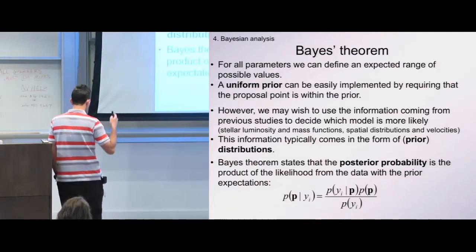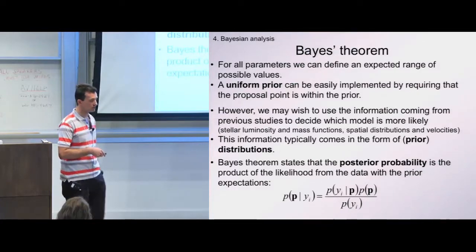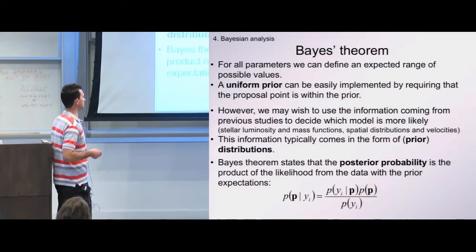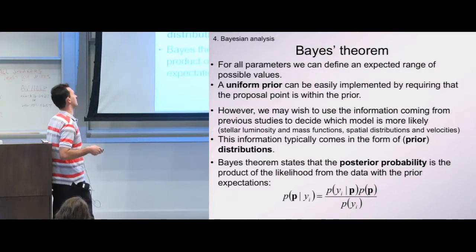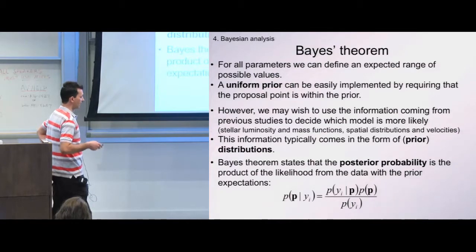So the way to combine this prior information with the likelihood we have for the given model is to use the Bayes theorem. The Bayes theorem states that the posterior probability, the probability of having some parameters for the given data set, can be expressed as the product of the probability of having the data given the parameters, which is the likelihood, times the probability of observing those parameters, which is the prior probability distribution. And everything is divided by some normalization factor.